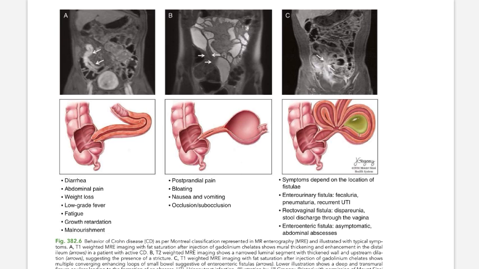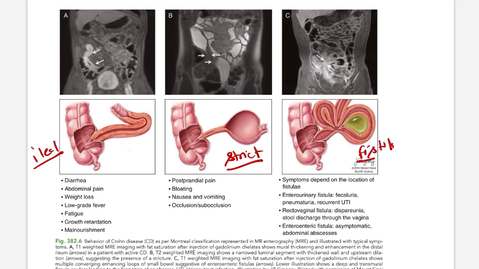This is actually an MRE image with fat saturation and gadolinium chelate enhancement of the distal ileum. In the distal ileum, and in part B of this image, we can see a stricture, and this is an enteroenteric fistula. So in these images, this is ileal involvement, this is stricture, and this is fistula.